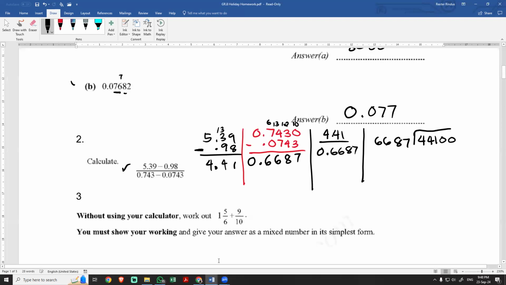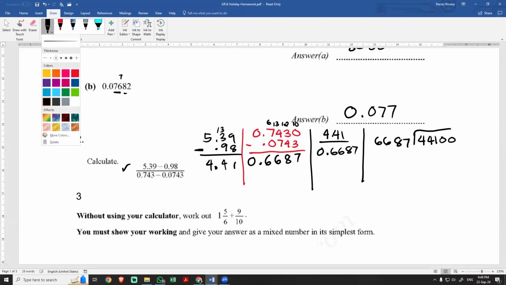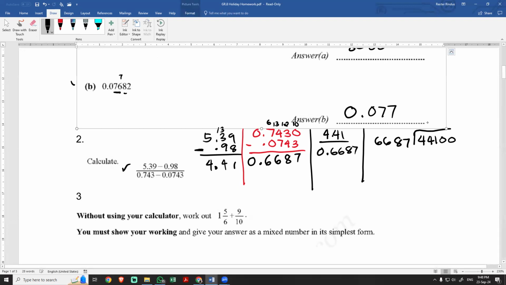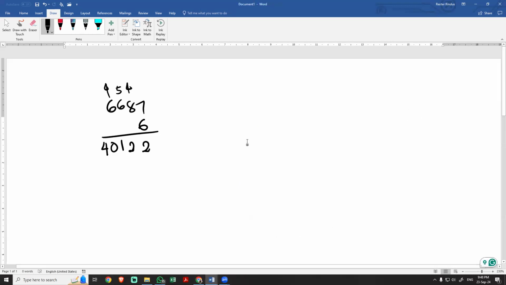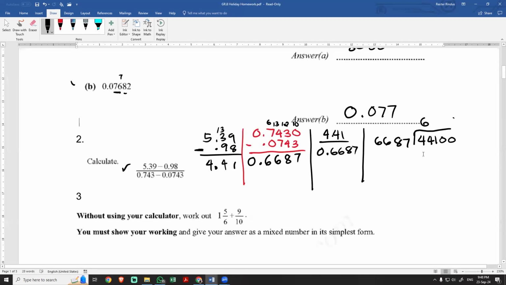If you go back to our thing, that is very close to 44,100. So basically, it's going to be 6 here. You will put 6, and the number we use is 40,122.